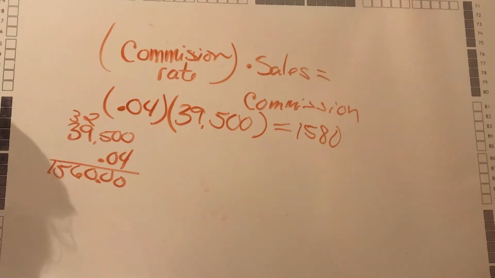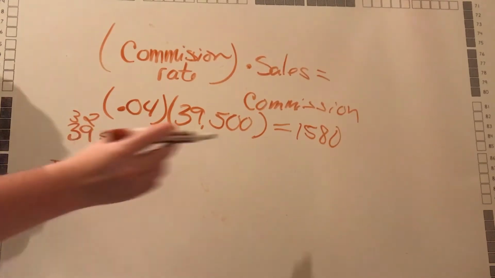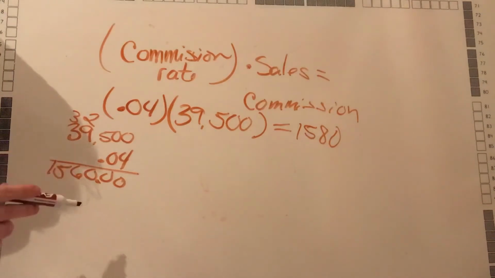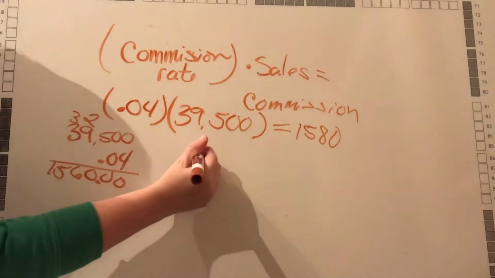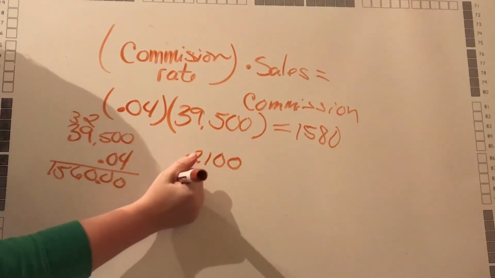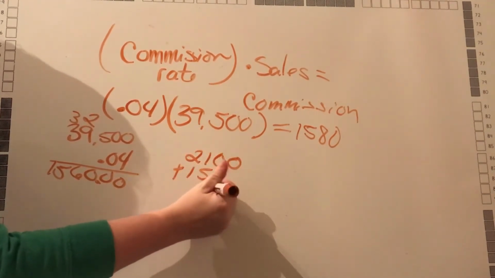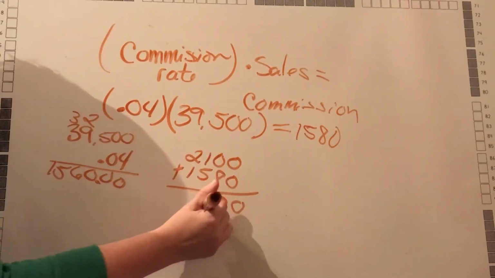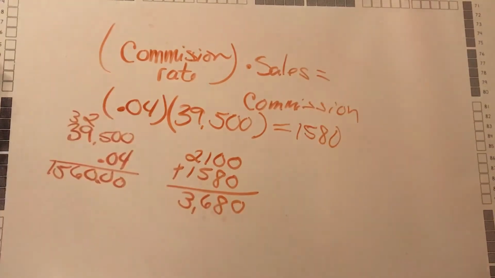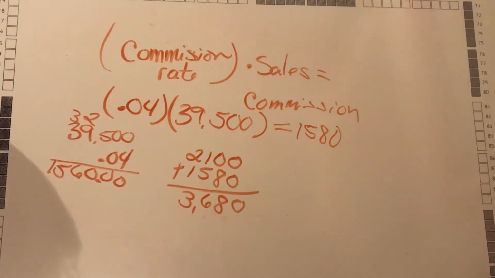Now, she does have a monthly salary of $2,100. So we're going to add this number to her monthly salary to find out how much she made that month. So she makes $2,100. We're going to add her commission, $1,580. She made $3,680 that month. Okay? If she would have sold 2 cars, she would have made a lot more money.